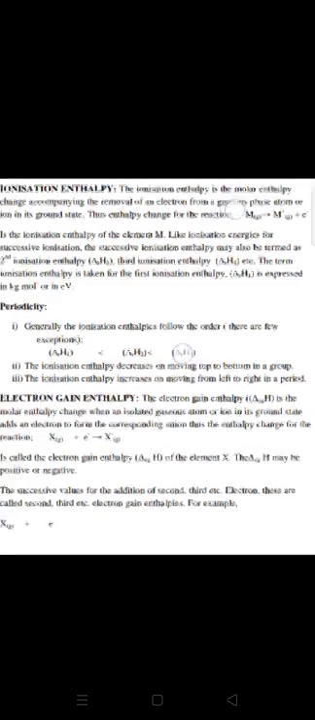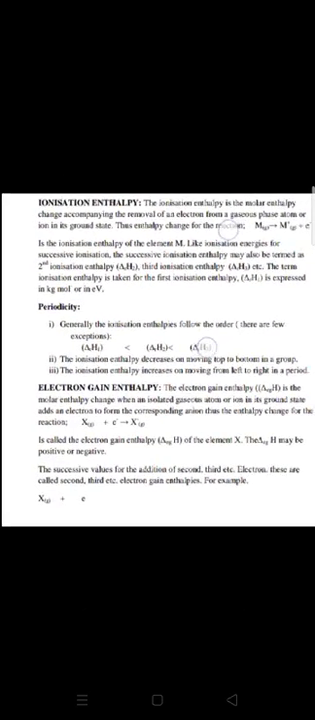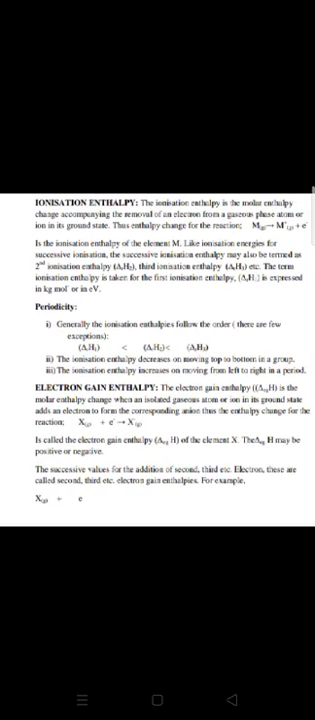The reason for that was, if we move from top to bottom in a group, the electrons are being successively filled in higher energy levels because the principal quantum number value increases. Whereas as we move from left to right, the atomic size decreases because electrons are being filled in the same energy level, so the n value remains the same. So we know that therefore the effective nuclear charge increases as we move from left to right.